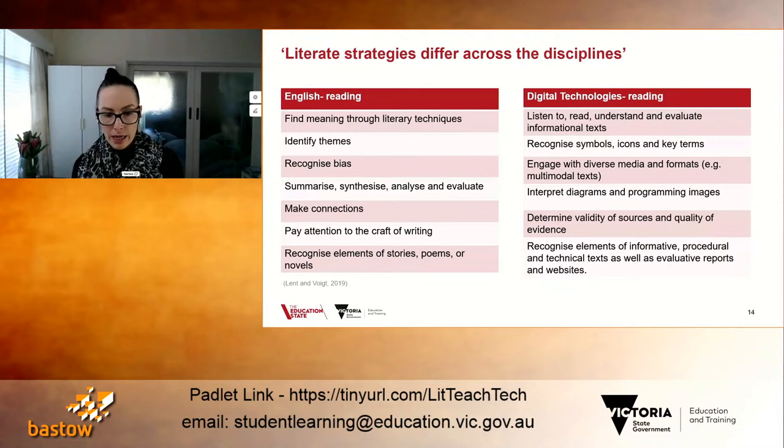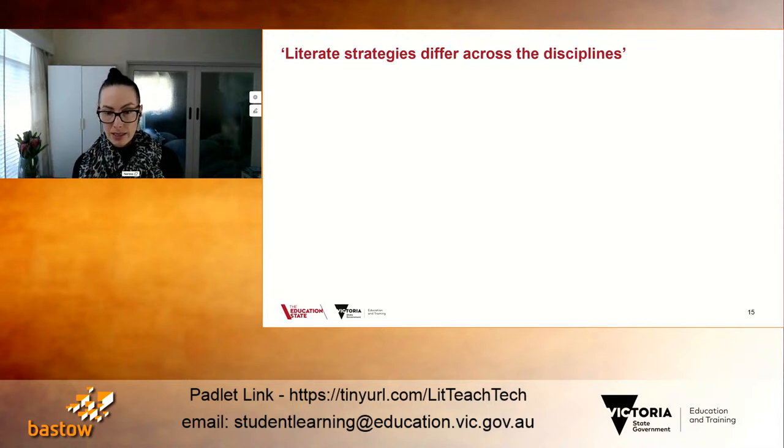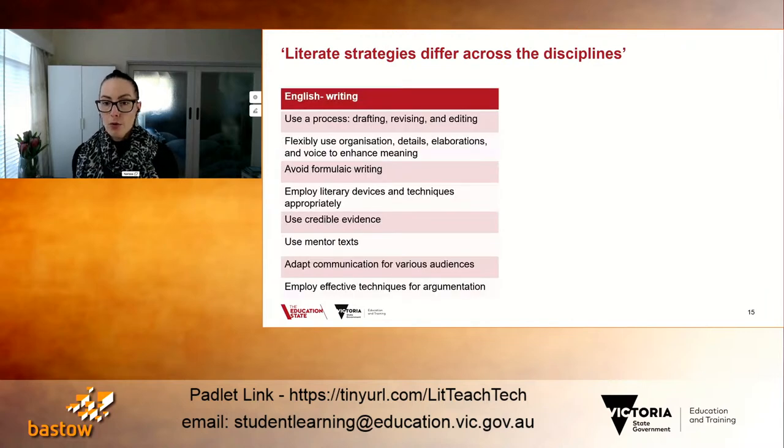So if we have a look now at the writing demands, I mean, that was just reading. For writing, in English writing, we're usually teaching our students about the process of writing, drafting, revising, editing, which we will go through in design and technologies as well, but there's probably a heavier focus on it in English. We are talking about flexibility in using organization details, etc.